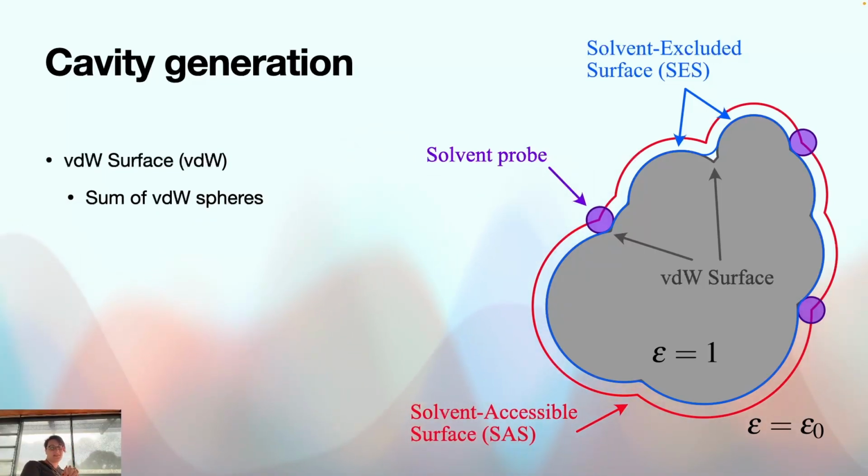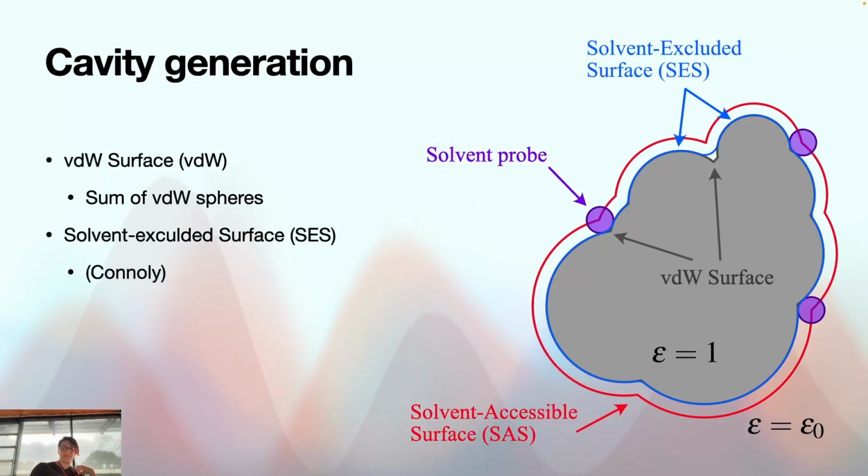So van der Waals surfaces are one way to do it. You can see the inner gray line, and this is literally just what is the radius of the atom. Let's sum them all together and create a big shape of it. The solvent excluded surface, you can sort of just see it here. It's this blue line here.